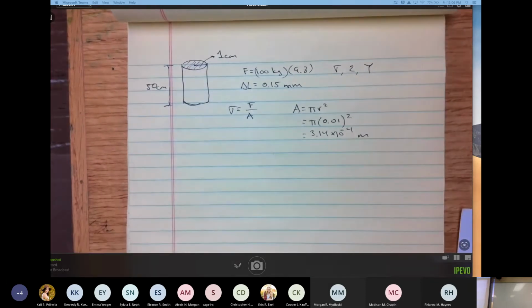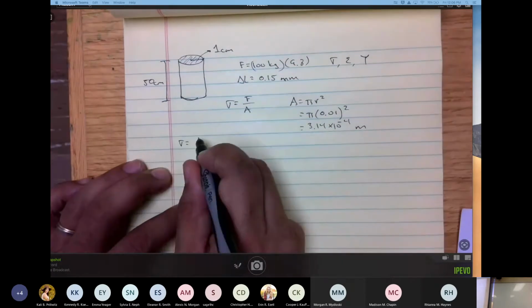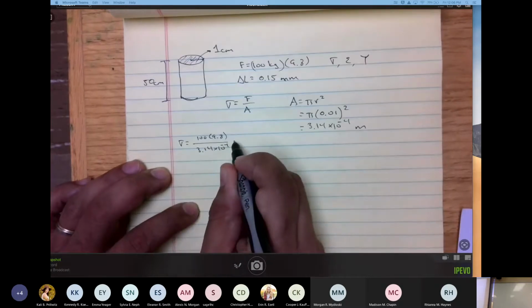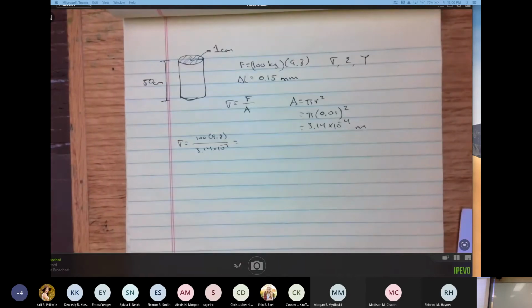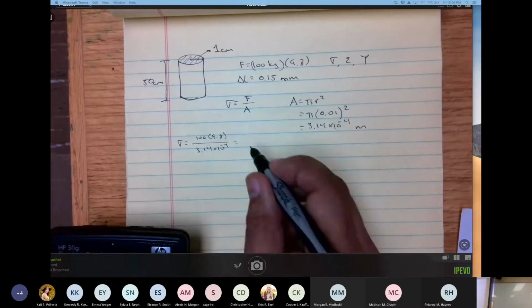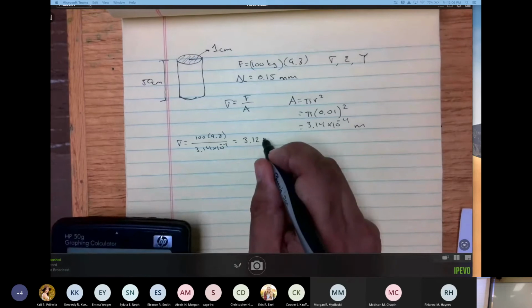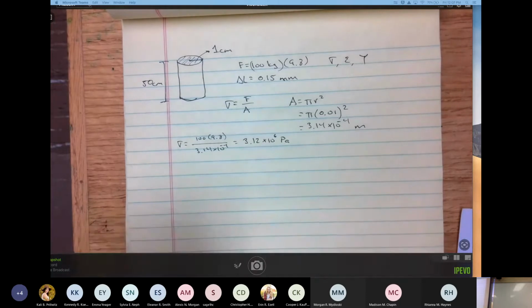So from there I can calculate the stress. The stress is going to be 100 times 9.8 over 3.14 times 10 to the minus 4. And I end up with a stress of 3.12 times 10 to the 6 pascals. So that will be the stress.